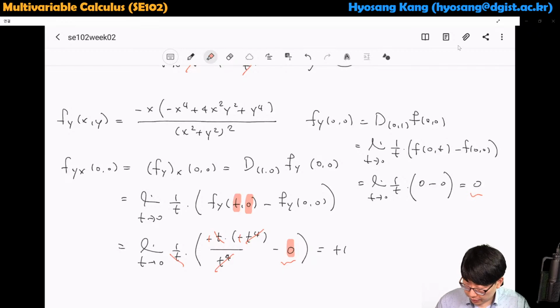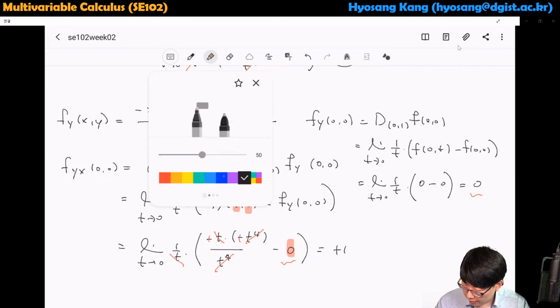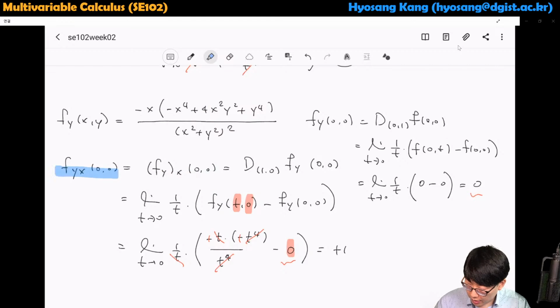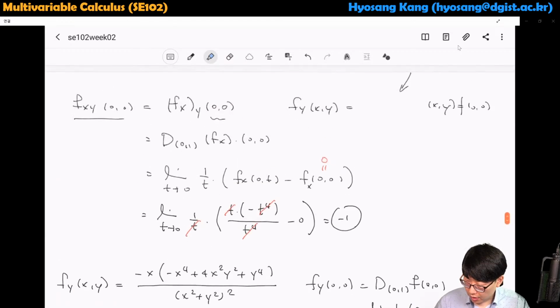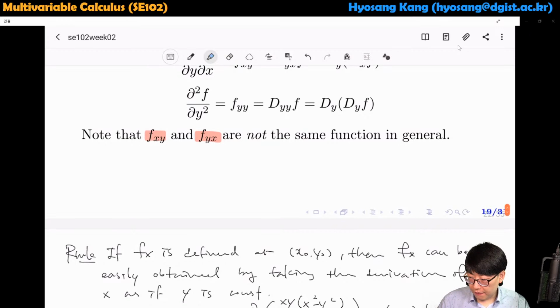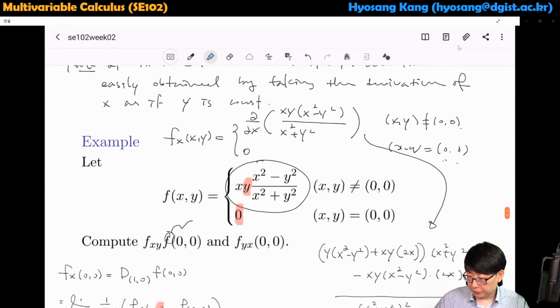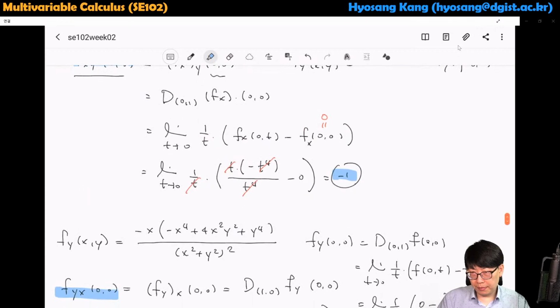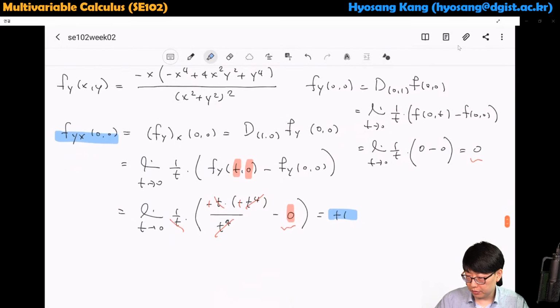So compare two results. We have fyx at 0, 0 as plus 1, and fxy at 0, 0 as minus 1. So this is an example that fxy and fyx are not always equal, right? So the order of partial derivative matters. You cannot interchange the order of partial derivative.